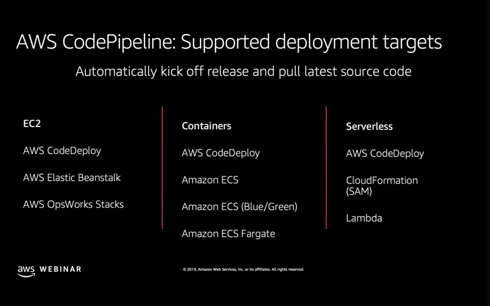So let's talk about supported deployment targets. You can have CodePipeline deploy to CodeDeploy and anything that CodeDeploy supports, such as EC2 instances and on-premise servers. You can have it deploy to Elastic Beanstalk and to OpsWorks stacks. In terms of containers, you can use the container deployment functionality in AWS CodeDeploy, and then you can deploy from CodePipeline to ECS, either through a regular ECS deploy, a blue-green deploy, or to an ECS Fargate cluster.